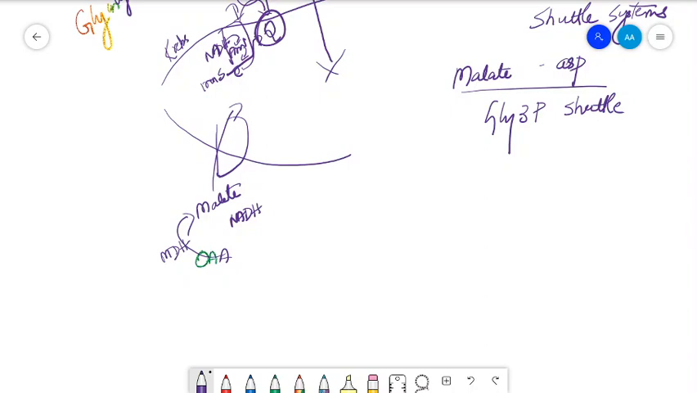So the malate, along with the NADH, reaches the inner mitochondrial membrane. And again, what happens in the inner mitochondrial membrane? This malate is converted back to oxaloacetate with the help of malate dehydrogenase, and the NADH enters complex 1. So what happens to the oxaloacetate? We know that it is impermeable. So does this oxaloacetate enter back into the Krebs cycle?